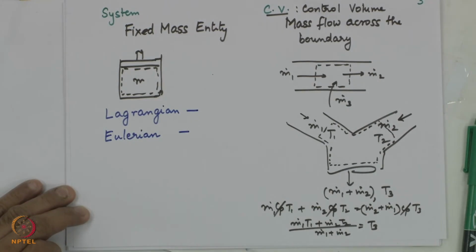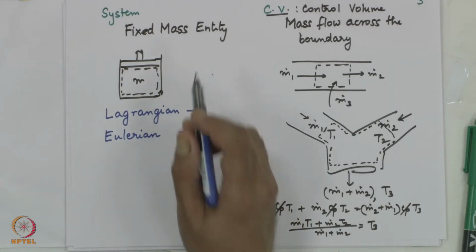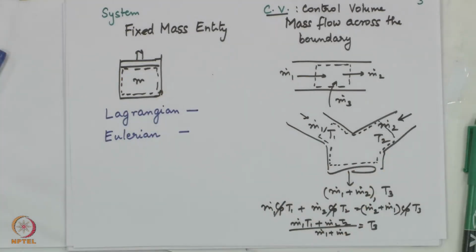Lagrangian and Eulerian are basically two different types of analysis. In the Lagrangian analysis, we will look at a system and keep following it. We will follow the system throughout and see what is happening to it. That means, say, a mass of air of 1 kg can be heated, cooled, compressed, expanded, whatever, but we are concerned only with that 1 kg of mass. We are following it.